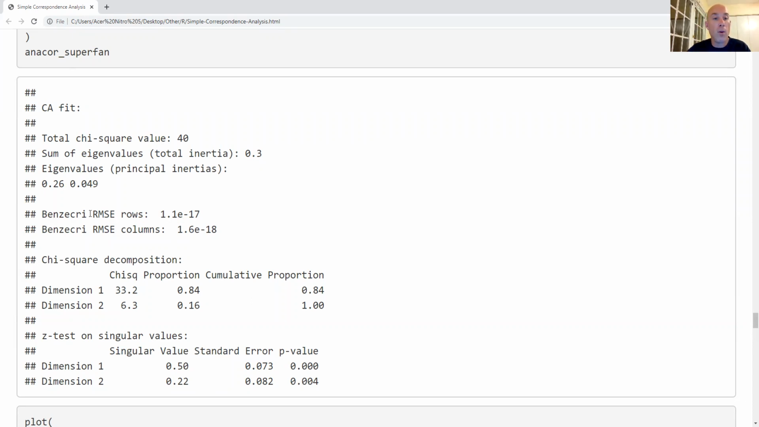Now here's my root mean squared error for rows. Here's my root mean squared errors for columns. That's pretty small. So this is looking at the idea of using something similar to principal component analysis: how much information do I lose if I just go with 2 principal components? The first dimension accounts for 84% of the variability. The second dimension accounts for 16%. And if I want to do a z-test on this, I can get p-values, and that gives me an idea of what's going on.